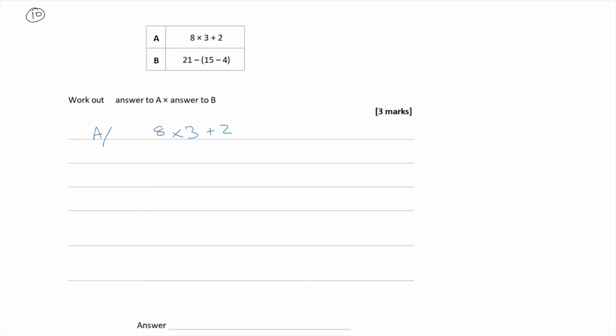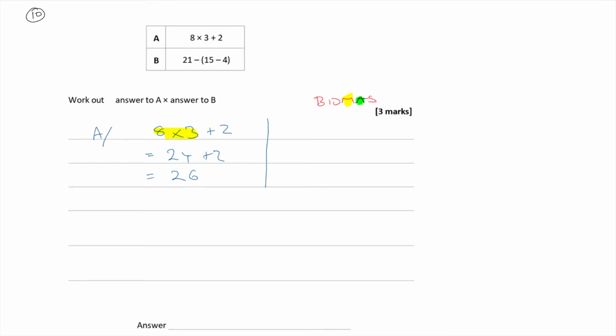Now we've got to use the order of operations here, sometimes summarized by the letters BIDMAS: brackets, indices, division, multiplication, addition, subtraction. So BIDMAS is a way of remembering the order of operations. So what order do we have to do these things in? Well, I've got a multiplication and I've got an addition, and you can see that multiplication comes first in the list, so we're going to have to do the multiplying first. So what's 8 times 3? 8 times 3 is 24, and 24 plus 2 is equal to 26. Okay, so A is 26.